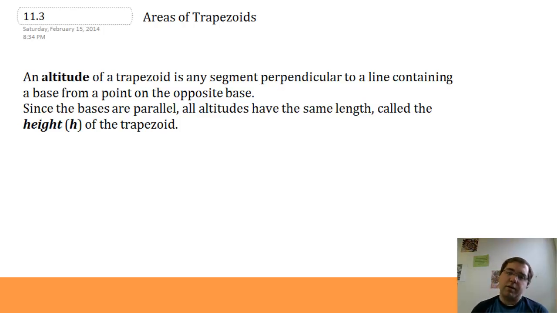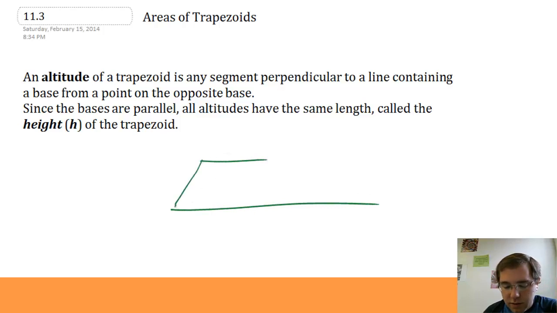An altitude of a trapezoid is any segment perpendicular to a line containing a base of the trapezoid from a point on the opposite base. So a segment from one base to a line that contains the other base. Since the bases are parallel, all altitudes will have the same length, and we call that length the height of the trapezoid. So for example, in this trapezoid, those are the two parallel sides, so those are the bases.